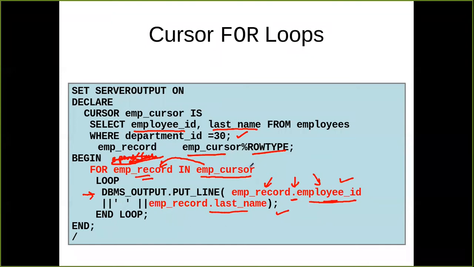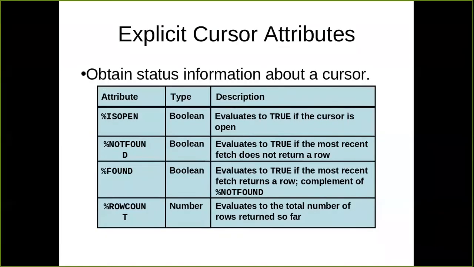When the next iteration goes again, automatically the next row will be fetched into the employee record, and that information will be displayed on the monitor, and the loop goes on until the last row is fetched from the employee cursor, and after that the loop will be terminated automatically. So this is how you can use a for loop to loop through the data that is returned by the cursor from the database.